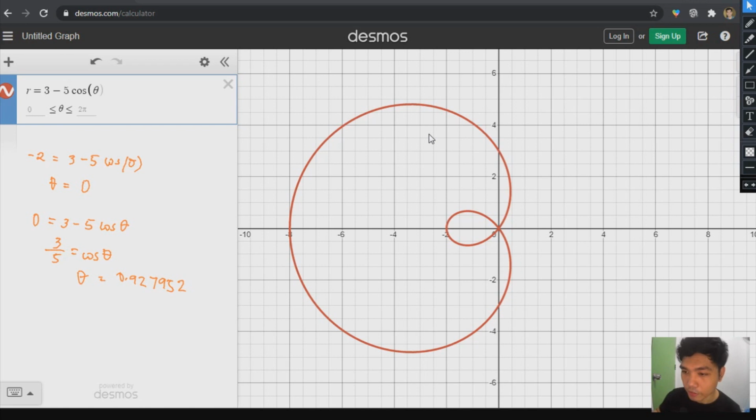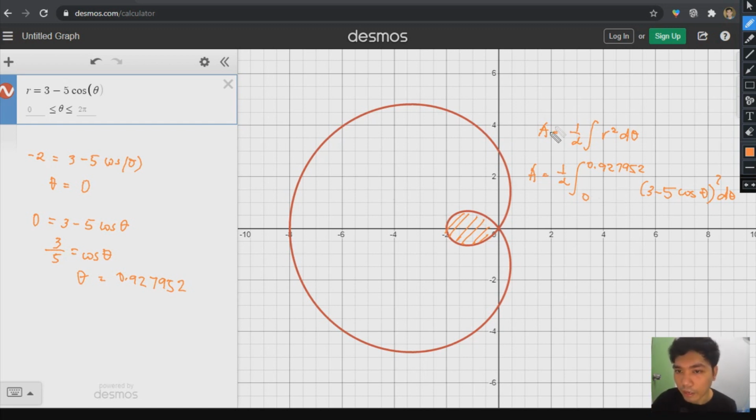Okay, so utilizing the general formula for our area in the polar coordinates, so ito yun. So the area is actually equal to 1/2 times the integral of r squared d theta, diba yan yan? And then yung area natin is actually 1/2 the integral from, we have 0 to 0.927952. Okay? And then yung ating r is actually 3 minus 5 cosine theta and then square d theta. So this is your final equation.